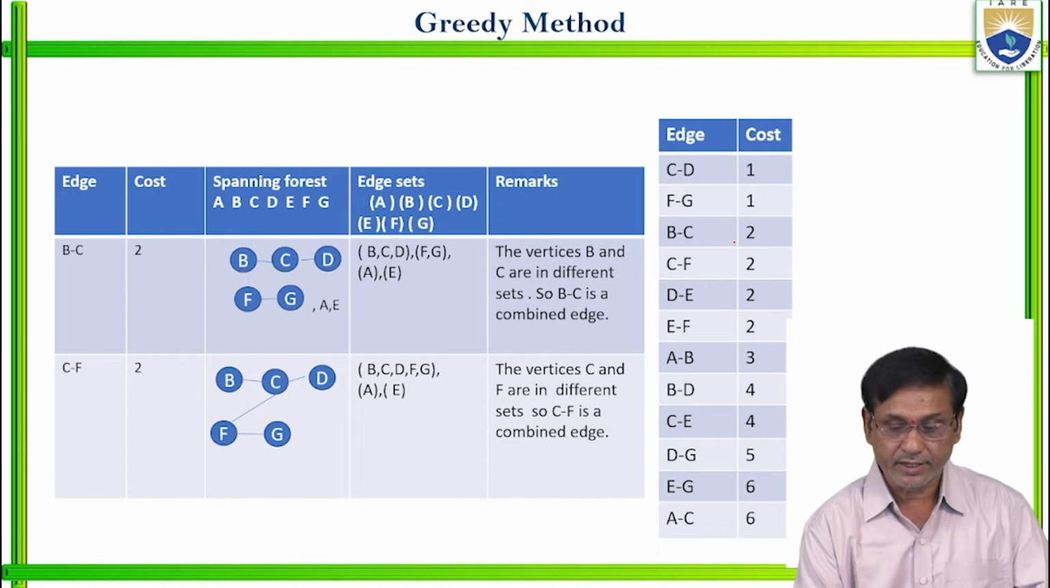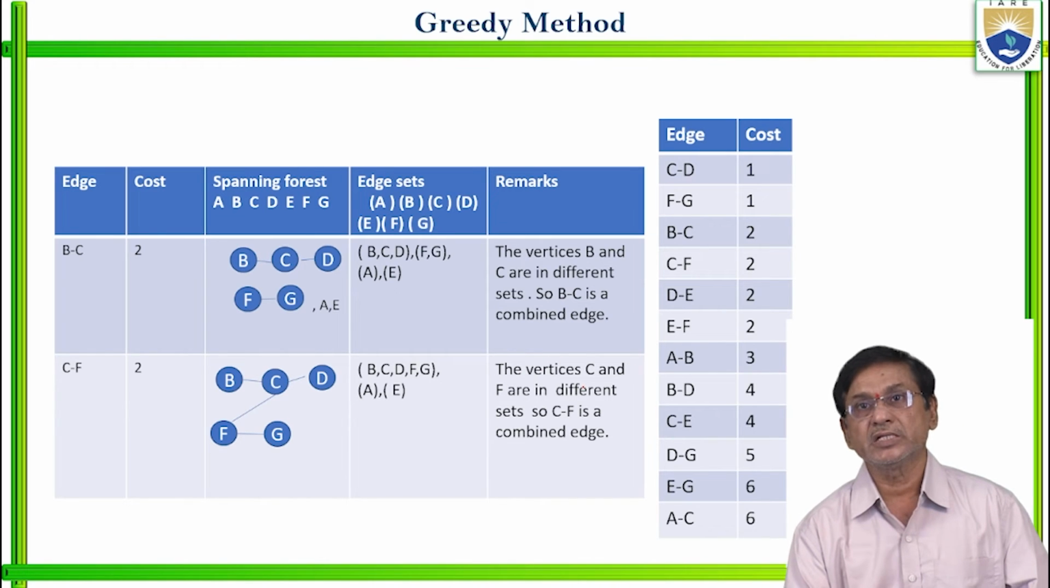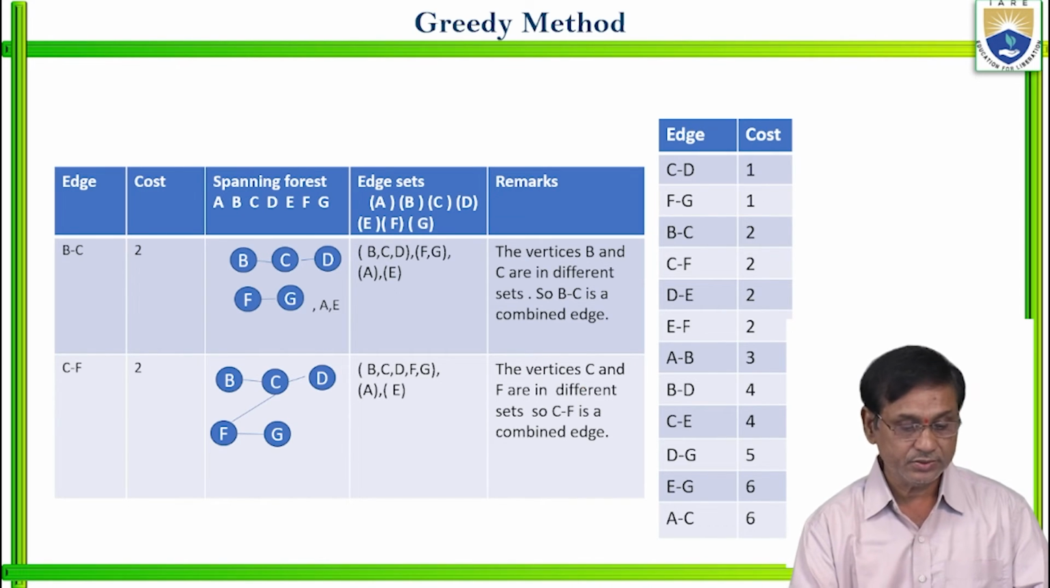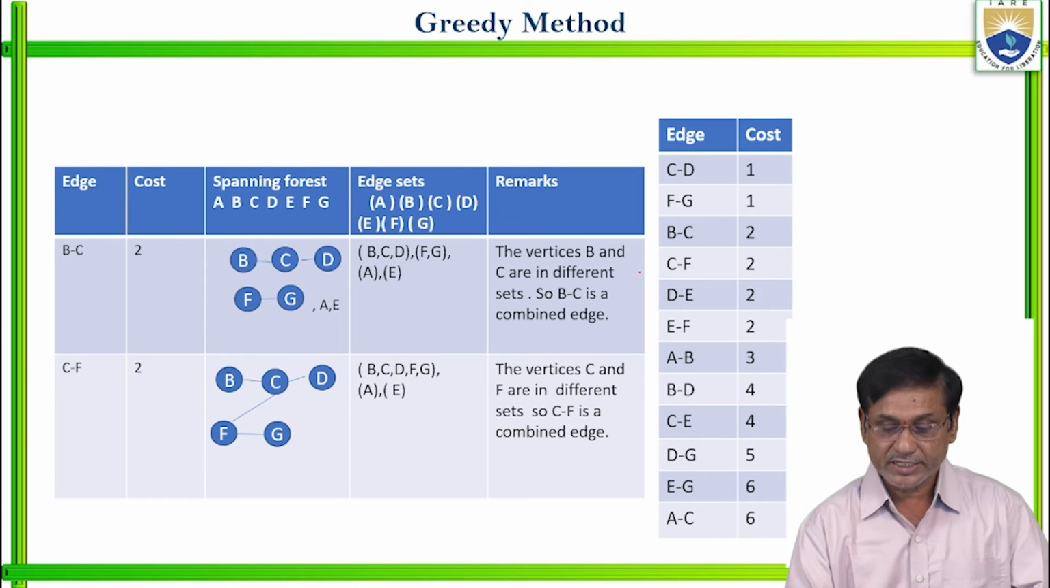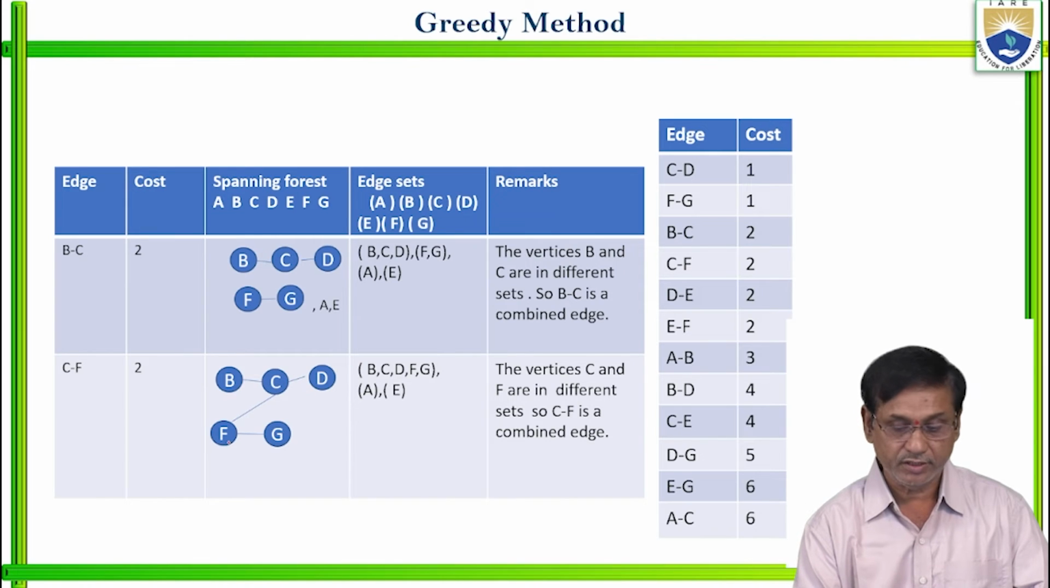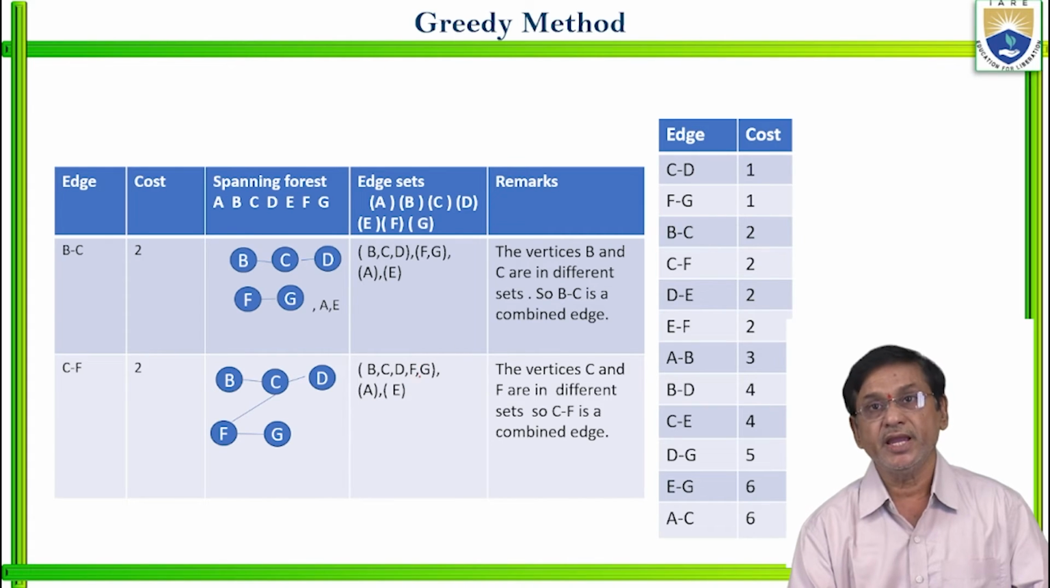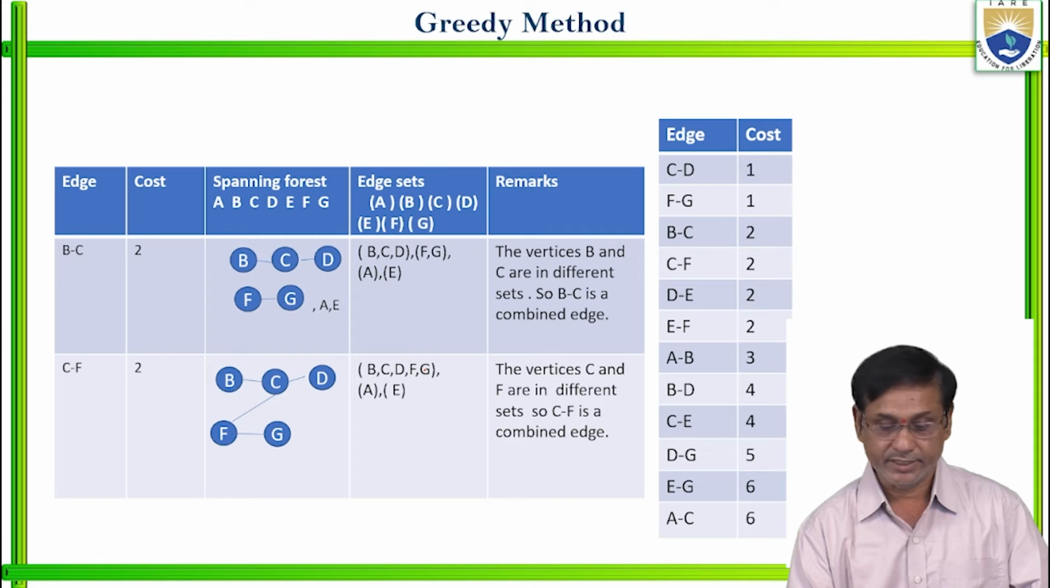Then C and F. The vertices C and F are also in different sets, so you can draw a solid line. That means CF is a combined edge. Now these edges are combined: BC, CD, CF, FG. So B, C, D, F, G are connected. Only the vertices A and E are yet to be connected.